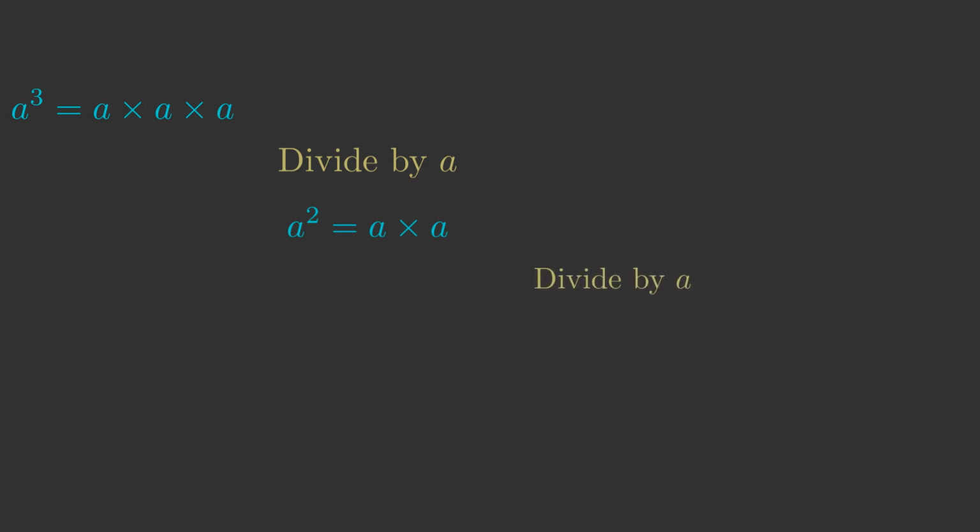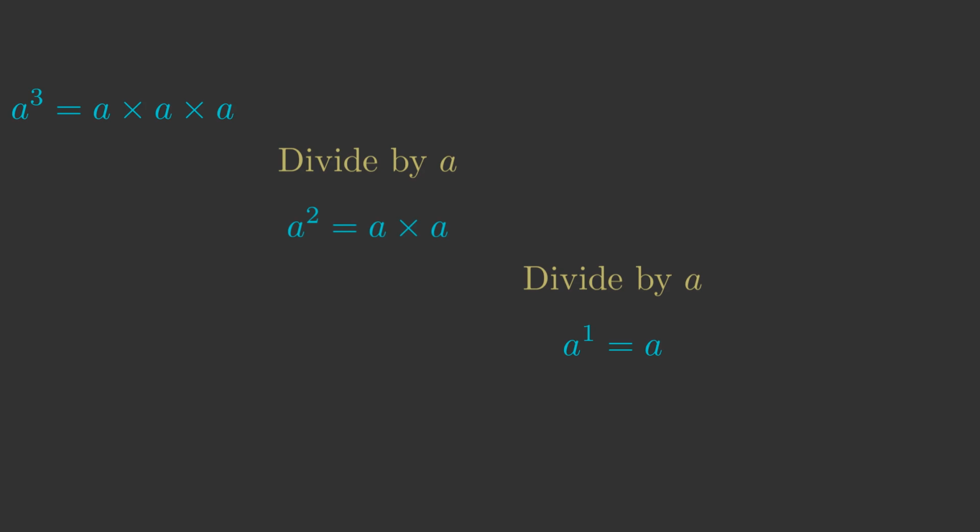We can do the same thing again. A to the power 2 divided by a gives a to the power 1. And a times a divided by a is just a. So this tells us that a to the power 1 is a. This makes sense if you think about it. We could define a squared to be 1 multiplied by a 2 times. So a to the power 1 is 1 multiplied by a 1 time.